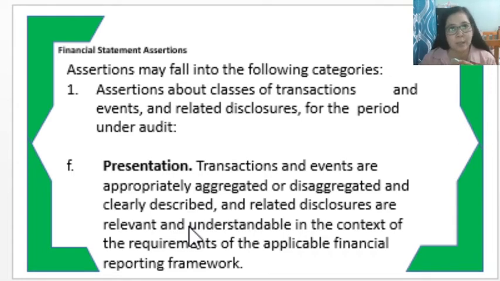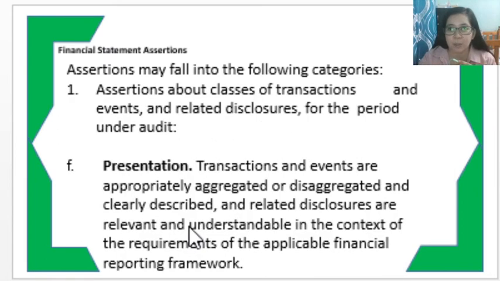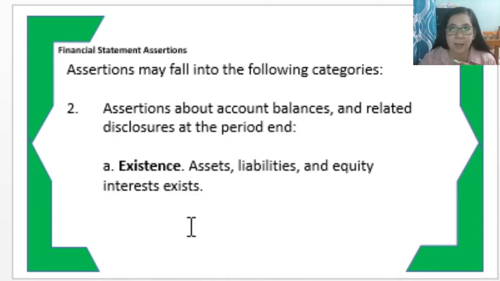So how it should be, it should appear, okay, in the face of the financial statements as well as in the disclosures. Okay, so the next category of assertion are the assertions about account balances and its related disclosure at the period end. The first one is assertions about classes of transaction and events related to disclosures for the period under audit. The other one is at the period end.